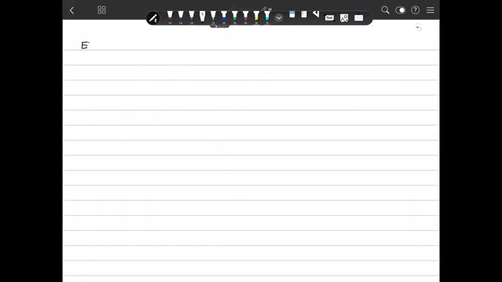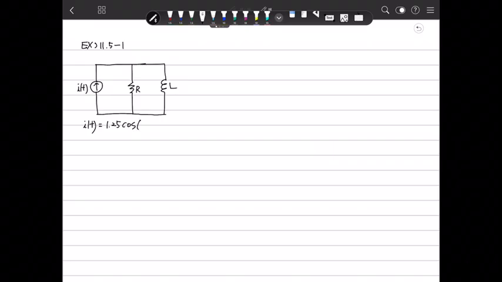This is an example to discuss the complex power. We have a circuit here. This is a current source, IT, and the current source is connected to a resistor and an inductor in parallel. So this is R and this is L. Then IT is 1.25 cosine(5t minus 15 degrees) ampere.